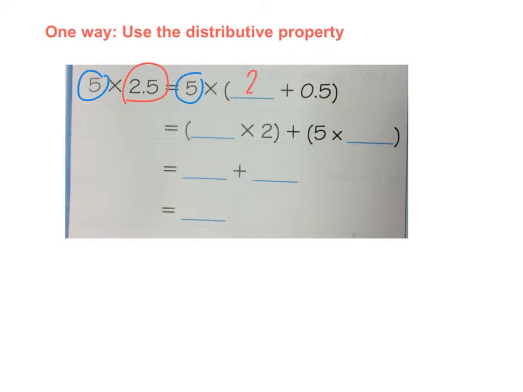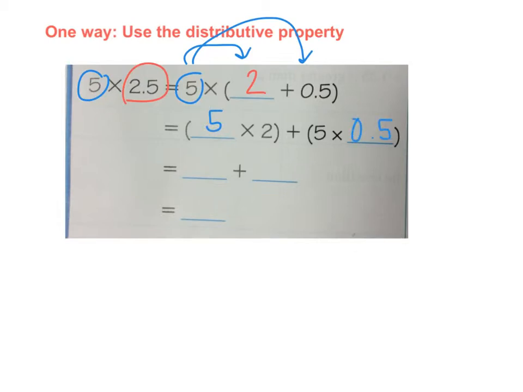Okay. We've now broken up the 2.5 into 2 parts, 2 and 0.5. Does 2 plus 0.5 equal 2.5? Yes? Okay, very good. Now we're ready to distribute the factor of the 5 to each part. We have to do 5 times 2 and 5 times 0.5, right? So 5 times 2 plus 5 times 0.5.